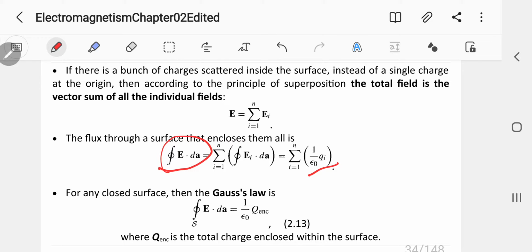So to wrap it all up, we have the Gauss Law, and the Gauss Law says that for any closed surface, this is the Gauss Law. The flux would always be related to the charge enclosed, the total charge enclosed divided by epsilon sub O.